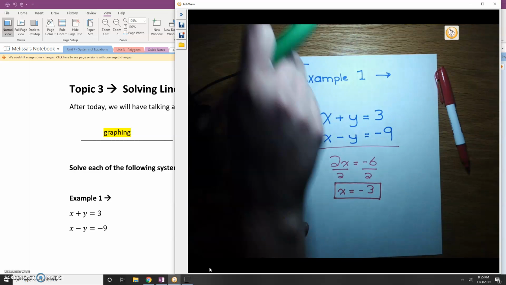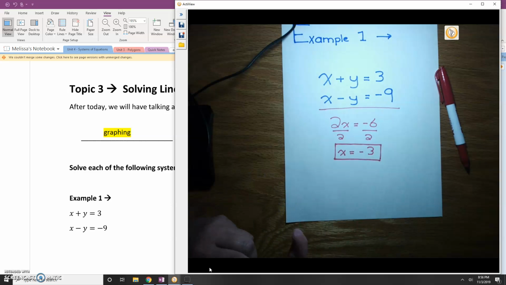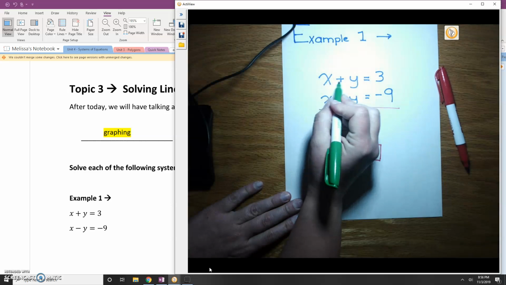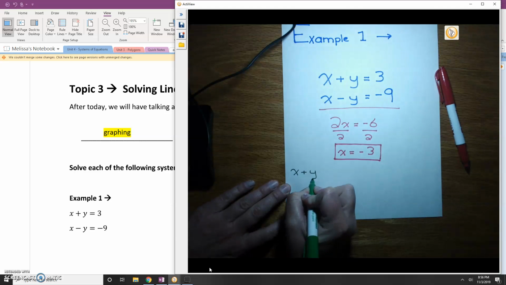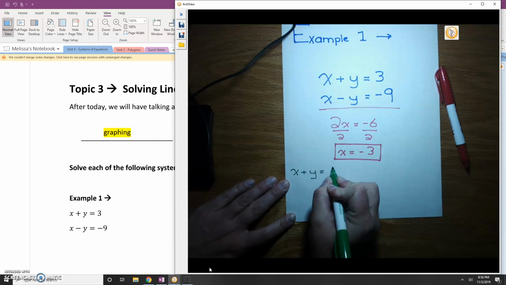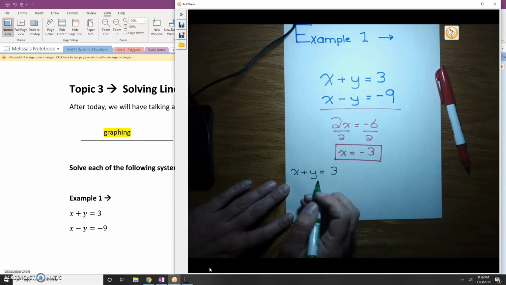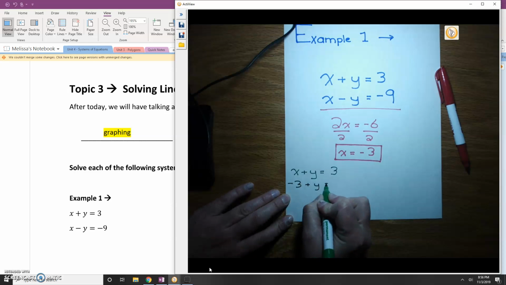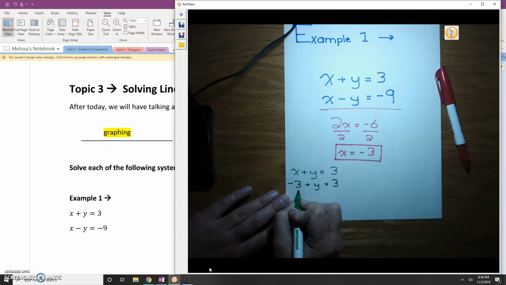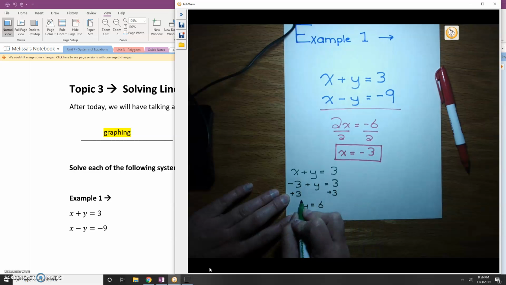Now, you guys have a choice. You could choose either of these equations to deal with. I don't care which one you do. I'm going to go ahead and choose this first equation up here. So I know that x plus y equals 3. Well, my new piece of information is x is -3. So if I set x equal to -3, -3 plus y equals 3. And if I add 3, I get y equals 6. Cool.